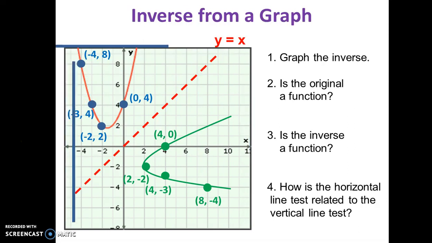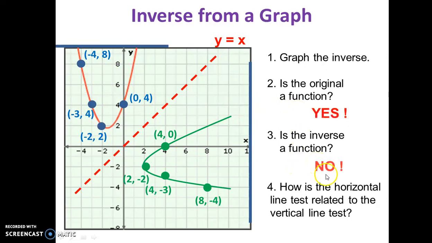But then look at it as it goes across on the inverse. On the inverse, it hits twice many times. That means for one x value, like for example for 8, there are 2 different y values here and here. So for one input, there are 2 outputs. So this is not a function, even though this one is. So is the original a function? Yes. Is the inverse a function? No. And how is the horizontal line test?